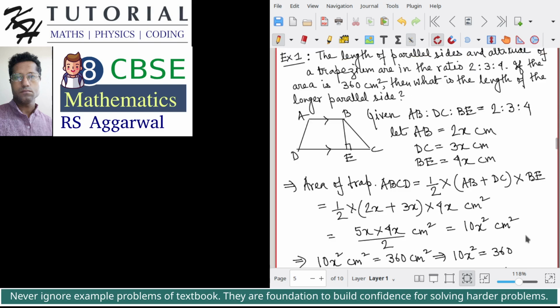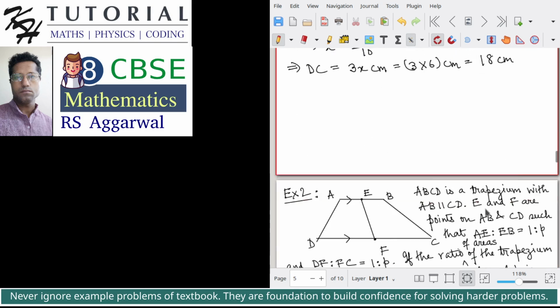So these are very fundamental problems based on the direct application of the formula of the area of a trapezium based on the length of the parallel sides and the altitude. Okay, let's see the next problem.